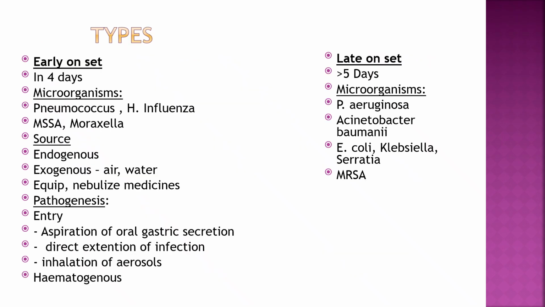So in microbiology, if it is early onset, within 4 days, the bacteria are pneumococcus, H. influenzae, MSSA, and Moraxella. MSSA is methicillin sensitive Staphylococcus aureus. And if late onset, that is more than 5 days duration on the ventilator, then it is Pseudomonas aeruginosa, Acinetobacter baumannii, E. coli, Klebsiella, Serratia, and MRSA.